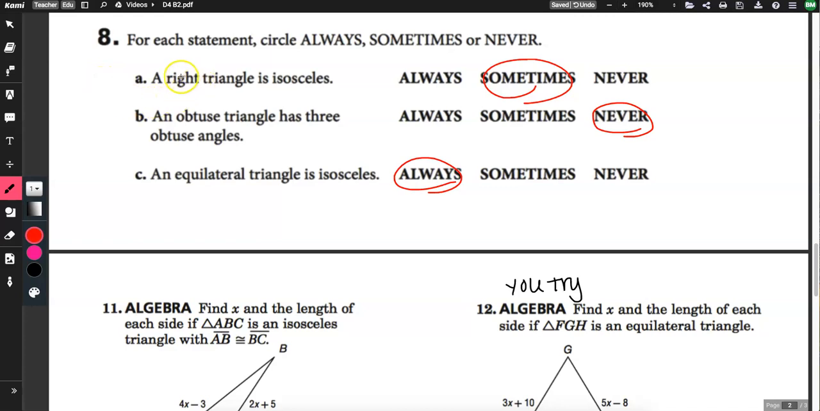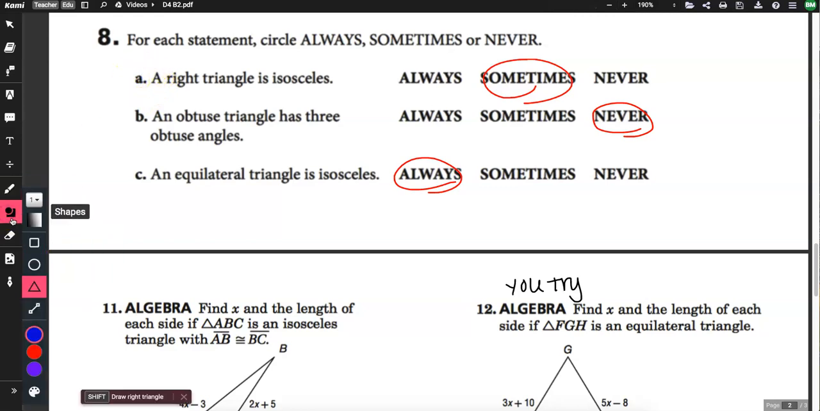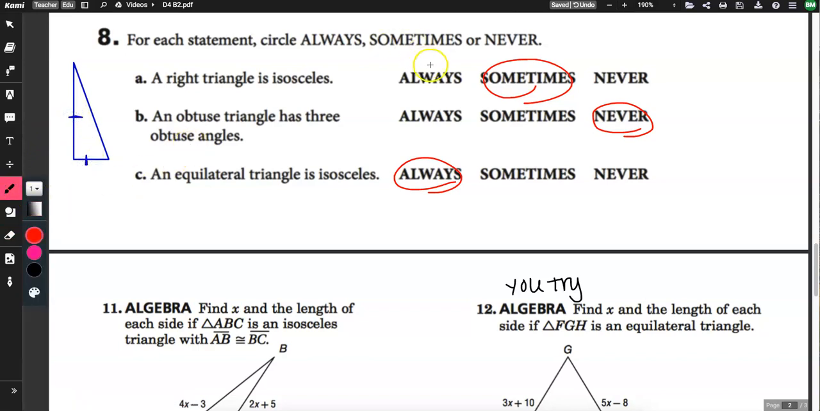Okay, so let's talk about these. Part A, right triangle is isosceles. So we showed the example above where that can be the case, but there's definitely examples where that's not the case. Right, there's a clear one. Those are definitely not congruent. So, sometimes it's true.